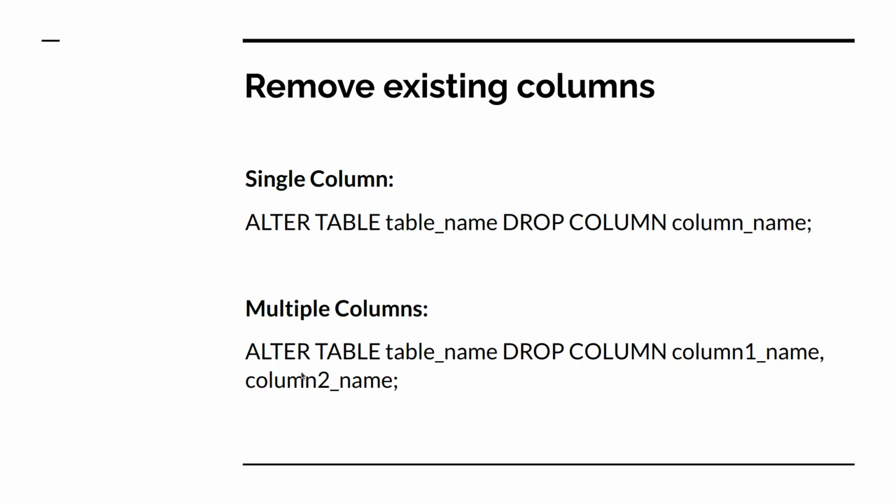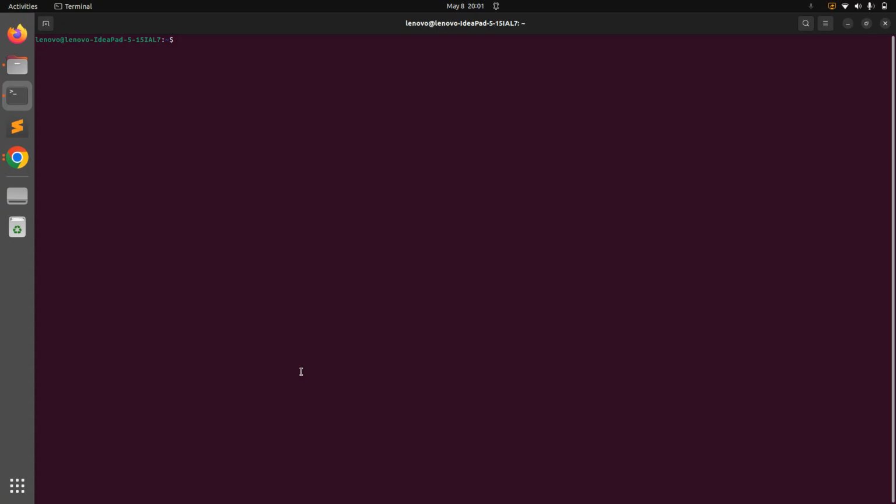Now let's try both the queries to add and remove columns in our case. Open the terminal and switch to the PSQL console. I hope you know that we used the employee table in many examples in our course. So we will use the employee table from our database, and we will add or remove columns there.